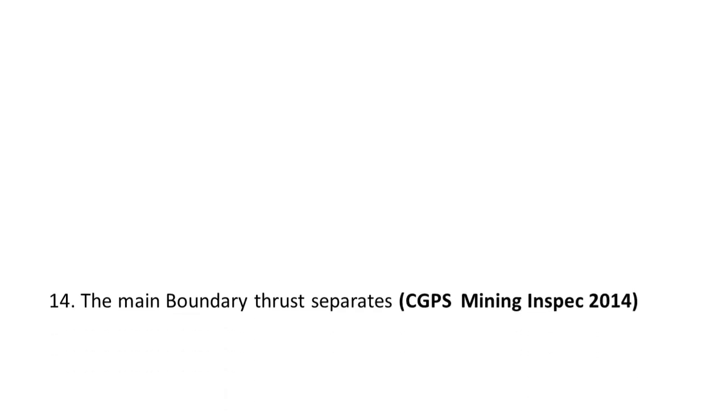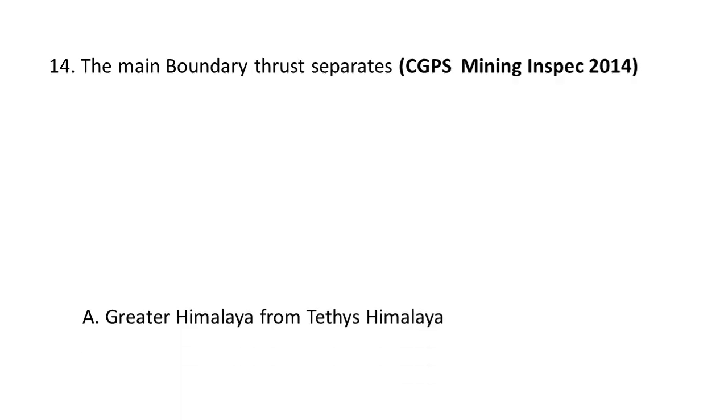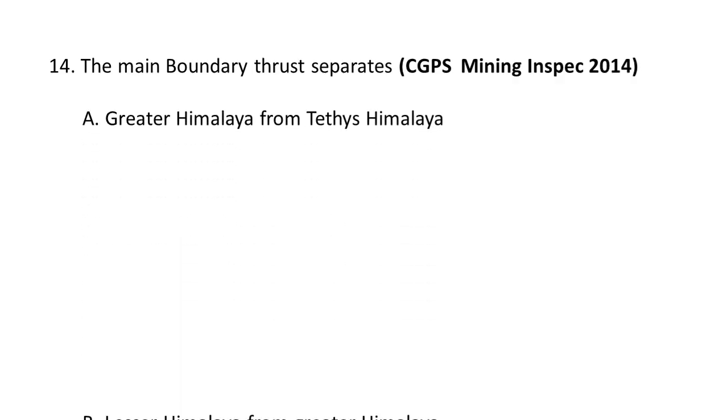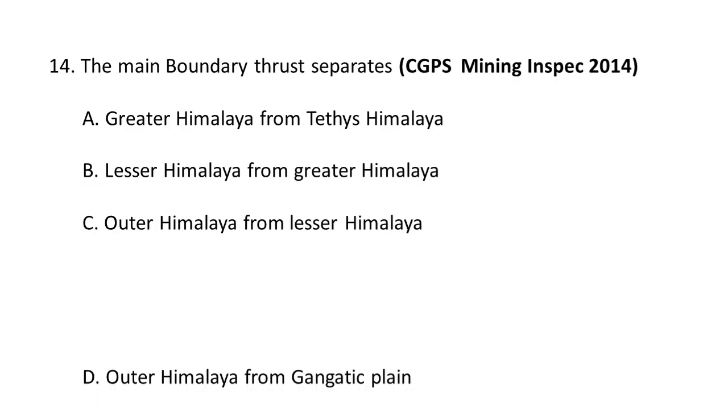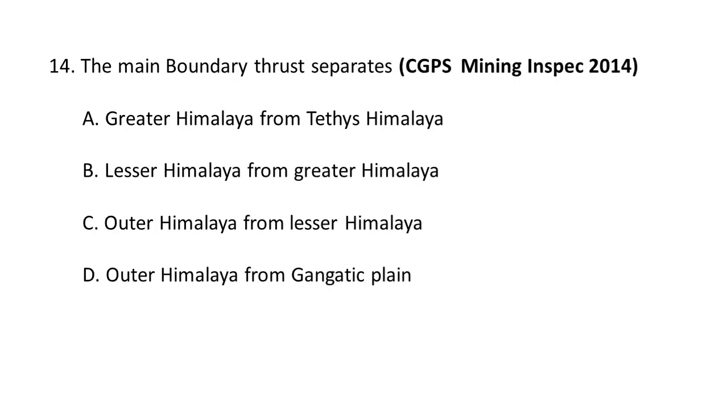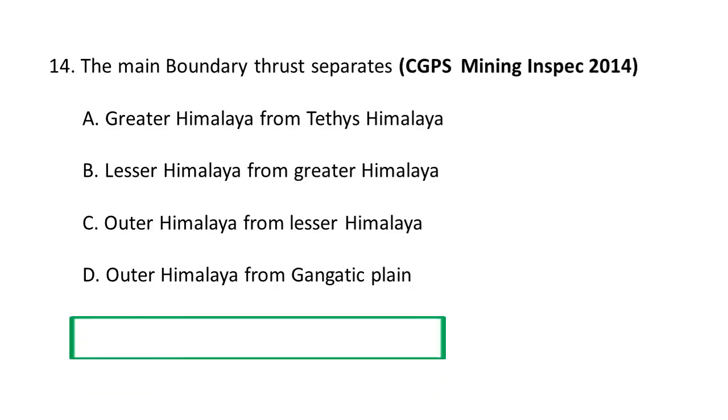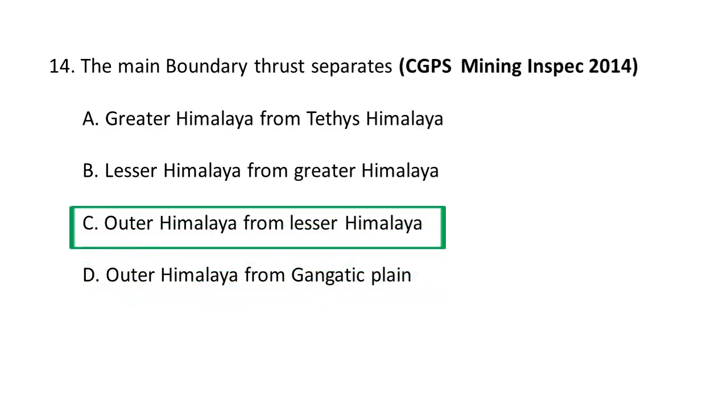Next question. The main boundary thrust separates A. Greater Himalaya from Tethys Himalaya, B. Lesser Himalaya from Greater Himalaya, C. Outer Himalaya from Lesser Himalaya and D. Outer Himalaya from Gangetic Plain. The main boundary thrust separates Outer Himalaya from Lesser Himalaya.